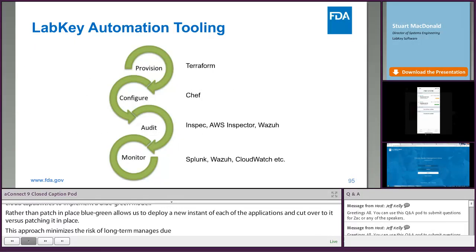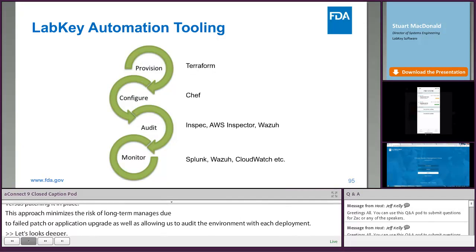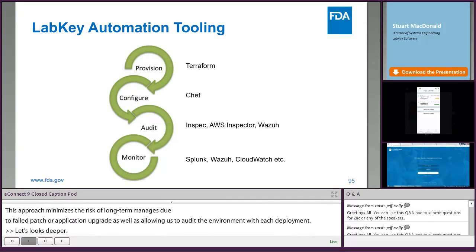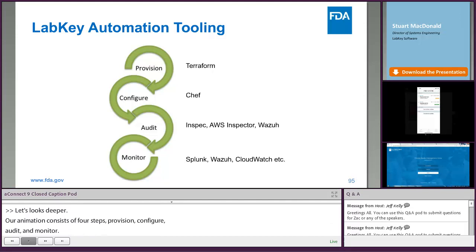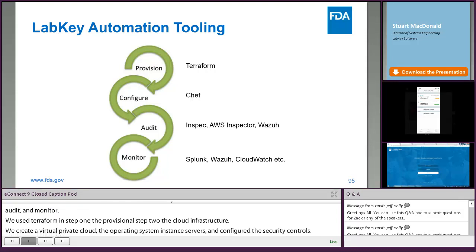So let's take a little bit deeper look at the automation tooling that we used. Our automation consists of 4 steps: provision, configure, audit, and monitor. We use Terraform in step 1, the provisioning step, to instantiate the cloud infrastructure. In this step, we create the virtual private cloud, the base operating system instances for the application servers, and we configure the security controls.